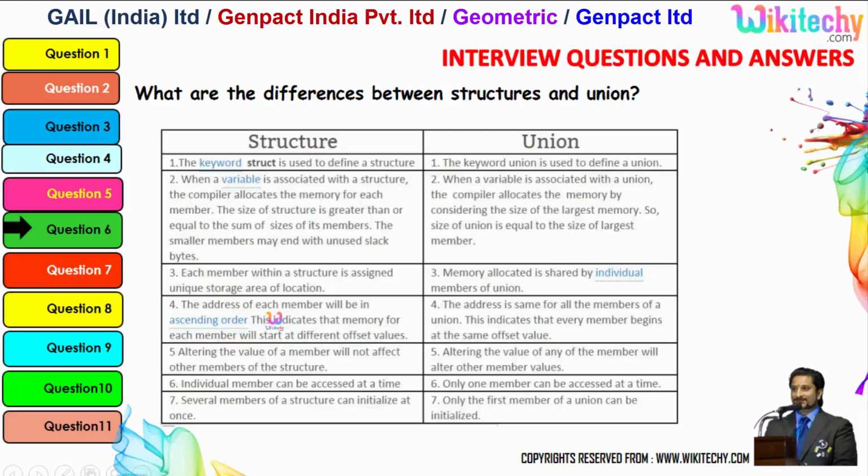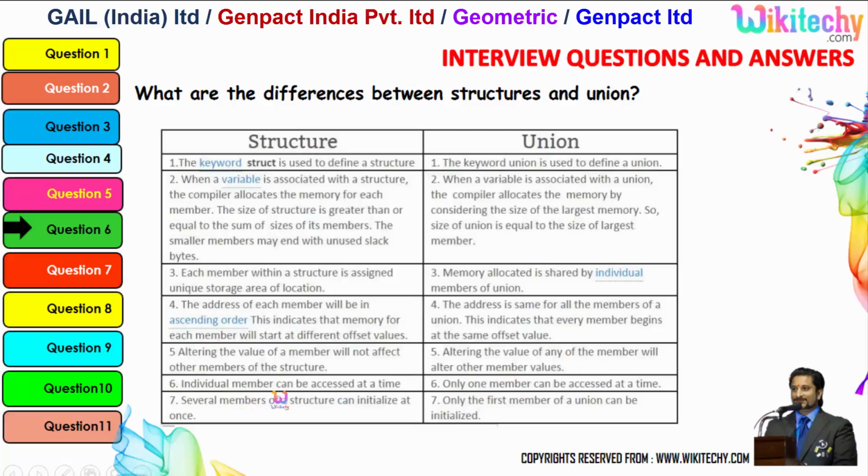The address of each member will be in ascending order. This indicates that memory for each member will start at different offset values. The addresses are the same for all the members of a union. This indicates that every member begins at the same offset value. Altering the value of a member will not affect other members in a structure. Altering the value of any member of a union will alter the other members.